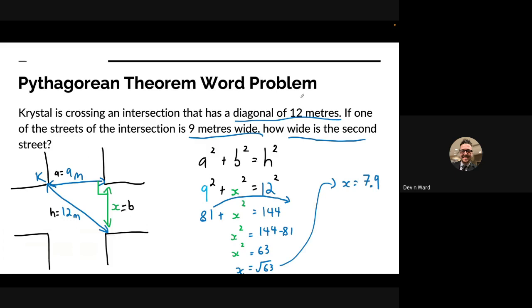Okay, and look, it was a word problem, so we're given units, we're given meters. If you're given units, make sure your final answer has those same units. Because the street isn't just 7.9, it's 7.9 meters. So if one street is 9 meters wide and the diagonal is 12 meters, then this street will be 7.9 meters wide.